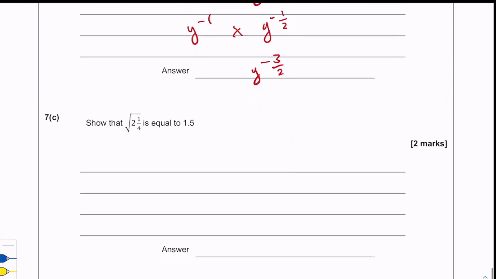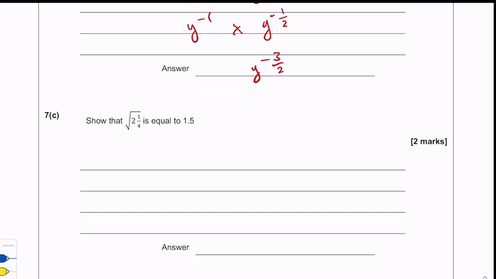Okay, let's do our final question then. Okay, so we need to show that the square root of 2¼ is equal to 1.5. Okay, looks like a weird question. Let's try break this down a bit. So what have we got? Let's see. So we're going to convert our mixed number to an improper fraction. So we've got the square root of 2¼ and we can say this is equal to the square root of 9/4. So we just converted this into an improper fraction.